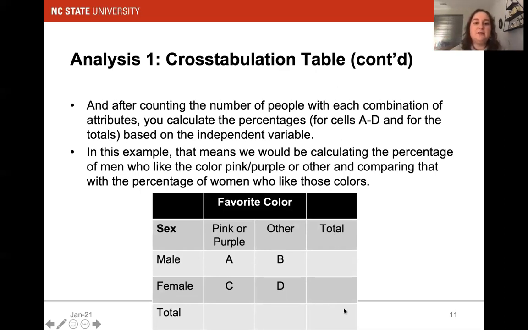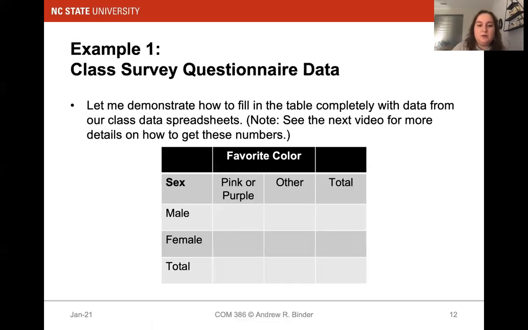So after counting the number of people with each combination of attributes, you calculate your percentages for cells A through D and for the totals based on your independent variable. And so that would mean our independent variable, someone identifying as male or female, affecting the favorite color that they choose being our dependent variable. So they're either choosing pink or purple or other. So with that being said, we're going to kind of just look at how you actually fill this table out beyond just using those A, B, C, D attributes.